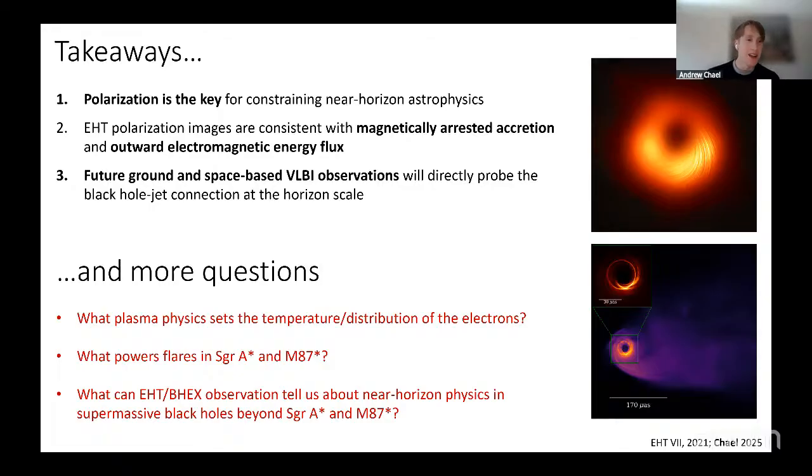Just the takeaways: polarization is really the key for understanding near horizon astrophysics. It's telling us much more, just from the addition of polarization, than we could ever learn without it by just looking at total intensity. Our polarization images obtained from the EHT are consistent with magnetically arrested accretion disks, so very strong magnetic field near the event horizon and an outward direction of electromagnetic energy flux. And in the future, with both ground and space-based VLBI, we should be able to begin to directly probe the black hole jet connection on multiple scales.